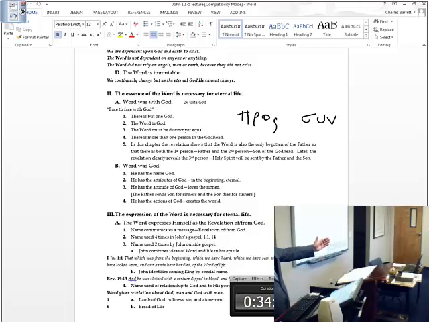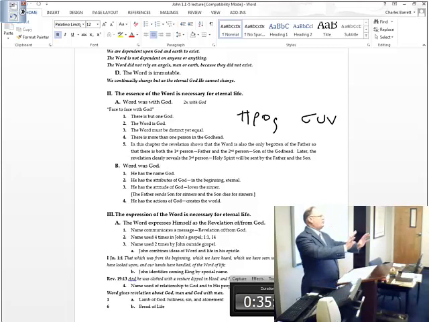Then we find that the Word was God. He has the name of God. He's called God. Unlike what the Jehovah's Witnesses want to make, a big God with a G and a little God with a G, the one is created, the other is not. There's no such thing in the New Testament. He was God. And so now we have another mystery. He's face to face with God, but he is God. That's what the Trinity is.